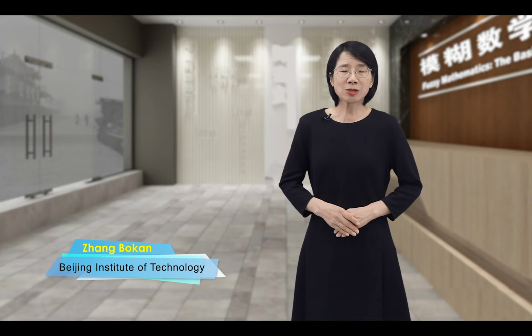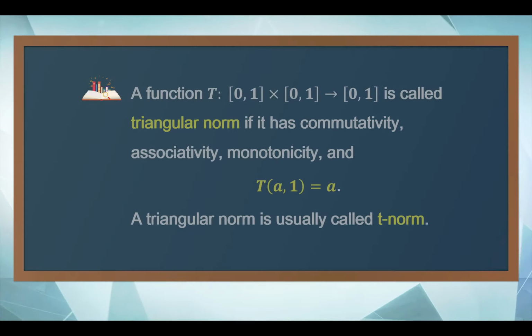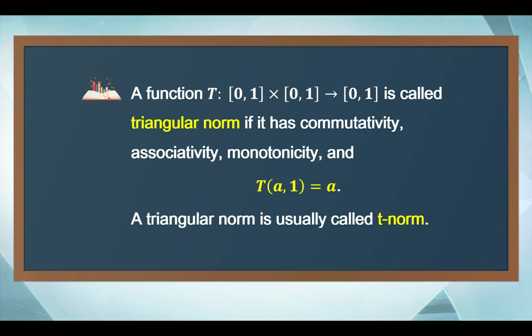The generalized minimum is commonly called triangular norm. A function t is called a triangular norm if it has commutativity, associativity, monotonicity, and t of A, 1 is the same as A. A triangular norm is usually called T-norm. The boundary condition of T-norm is t of A, 1 is the same as A.